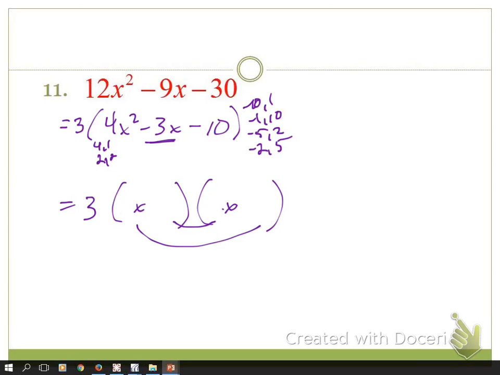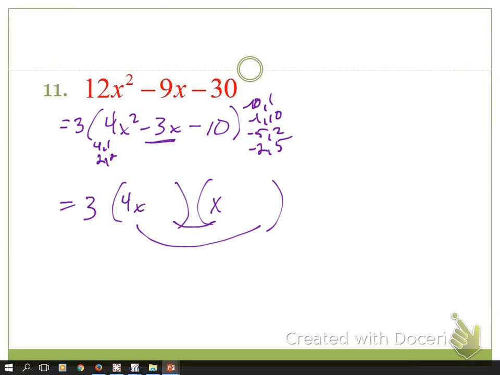So instead of using 2 and 2, we must need to use 4 and 1 if this is going to factor, to get negative 3. Well, 4 times 10 is 40. It's going to be too big. So we go 4 times 1 is 4. Negative 10 plus 4 is negative 6. 4 times negative 1 is negative 4. Negative 4 plus 10 is positive 6.